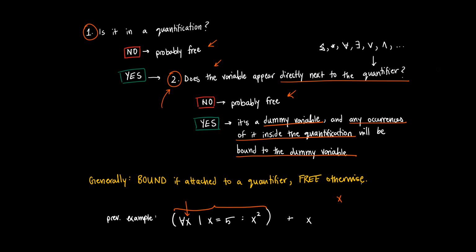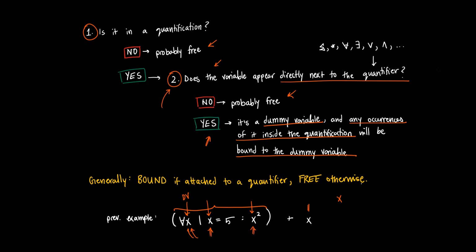Does it appear directly next to the quantifier? Yes, there's an x here and there's an x here, but there's also an x here that's right next to the quantifier. And what that means, according to our rules here, is that this x must be a dummy variable, and any occurrences of x inside the quantification are bound to the dummy variable. That means that this occurrence of x is bound to this dummy variable x, and this occurrence of x is bound to this dummy variable x.